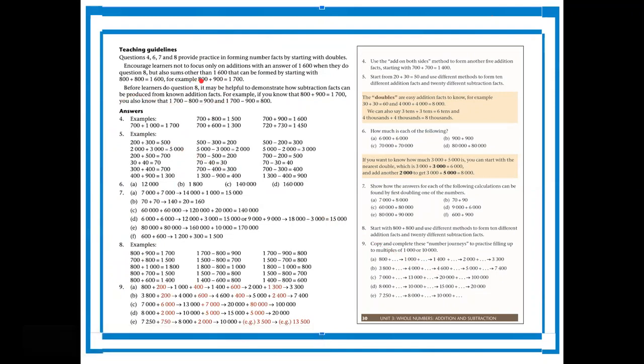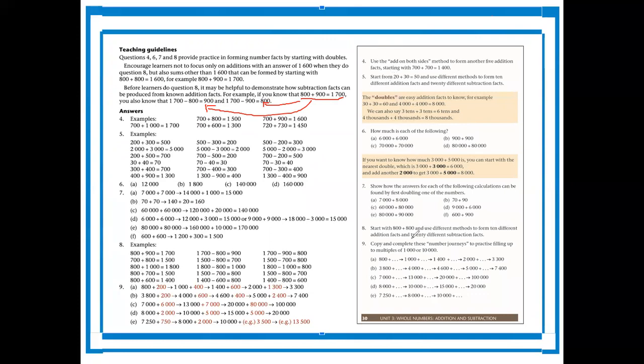Before learners do question 8, it may be helpful to demonstrate how subtraction facts can be produced from addition facts. For example, if you know 800 plus 900 is equal to 1,700, you also know that 1,700 minus 800 is equal to 900, and 1,700 minus 900 is equal to 800. That is just rearranging this equation to get these different equations. Then here are the answers for questions 4, 5, 6, 7, 8, and 9.